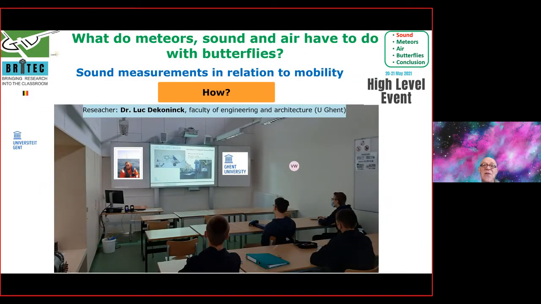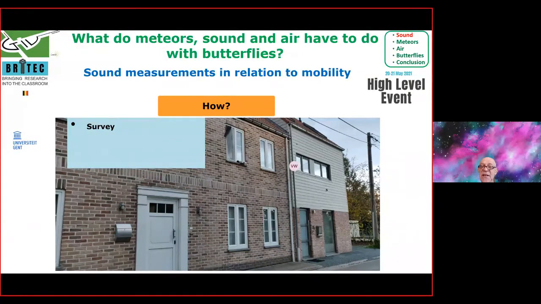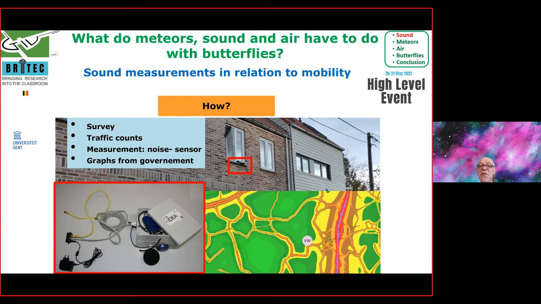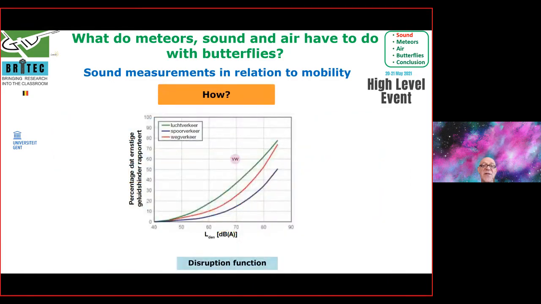The researcher gave a lecture and explained everything to our students, and I'll summarize what they had to do. It started with a survey, so they had to answer some questions about how they experience noise in their own street. They also had to do traffic counts at their front door, and they had to do measurements with this noise sensor, which you see over here. And you get graphs like this one. Then they had to work with government graphs, and they combined all these things in Excel, and then had to program this, but they are still doing it at the moment. Then they made such a graph. It's called a disruption function.